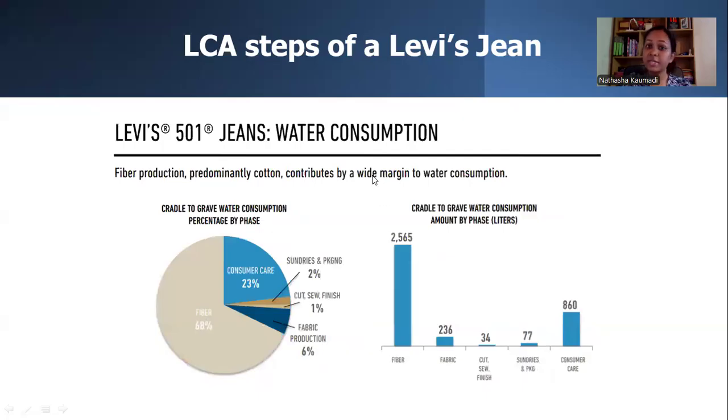Now, if I show you the water consumption over the life cycle of a jean, fiber production is 68%. Fiber production, predominantly cotton, because when it comes to cotton farming, that consumes a lot of water. So in the water accounting recording also I mentioned cotton farming. So predominantly cotton contributes a wider margin to water consumption. And then consumer care is the second one, because the customers are washing the jean multiple times over the years. So that is 23%. So 68% coming from fiber production, that is cotton farming.